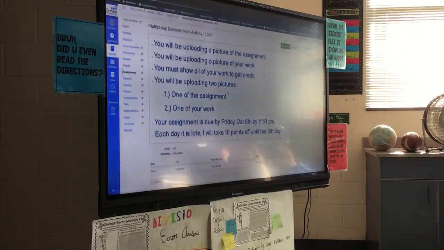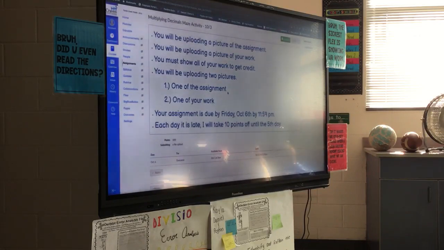Okay, now let's talk about this page right here, because there are still students who have a 0 from the last assignment that we submitted. So you have to upload a picture of your assignment. Okay, so you're taking a screenshot of your maze. You have to upload a picture of your work. So if you do 2 mazes, how many pictures of mazes are you gonna have? 2. And if you have 2 mazes, how many pictures of work are you gonna have? 2. If you only decide to do 1 maze, how many pictures of mazes are you gonna have? 1. And how many pictures of work are you gonna have? 1.